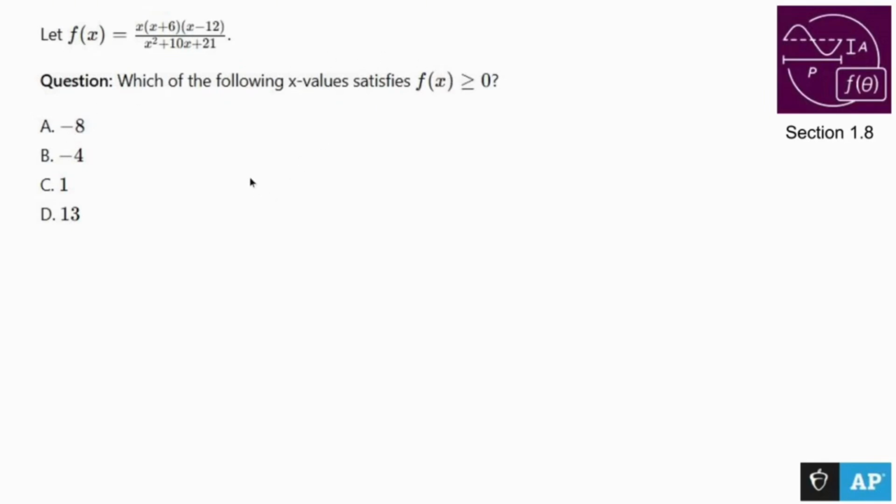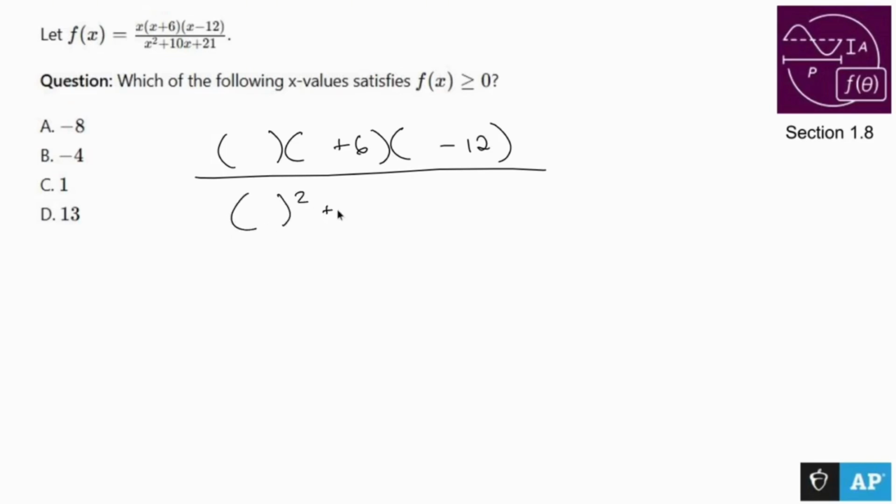Now, I really don't care much about the numbers. Okay, I have parentheses, plus 6, parentheses, minus 12, and I'm purposely leaving myself some space because I don't want to overdo things. Parentheses squared plus 10 times parentheses plus 21. All right, so let's plug in -8.